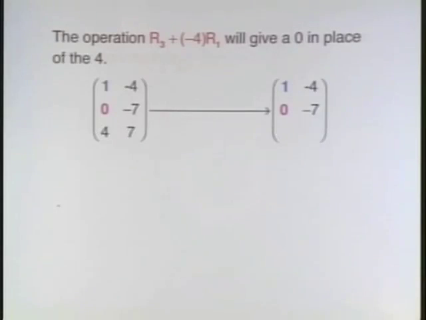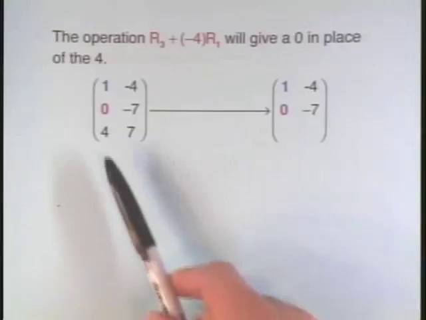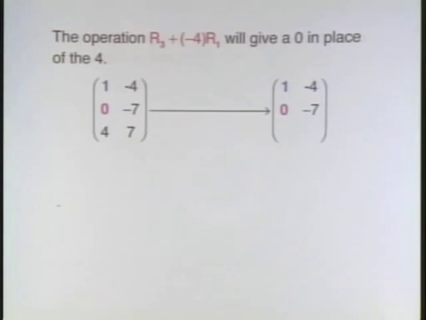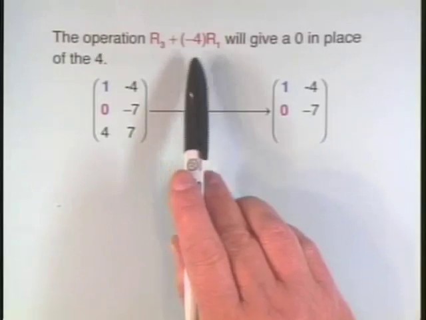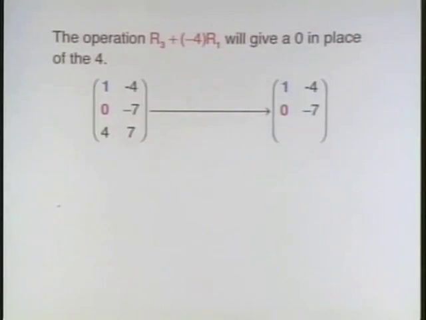We're going to repeat this process to change the 4 in row 3 to a 0. What could you add to 4 to make it be 0? Of course, we can add -4 to 4 and get a result of 0. If we multiply row 1 by k equals -4 and add the result to row 3, the operation R3 plus -4 times R1 will give a 0 in place of the 4.